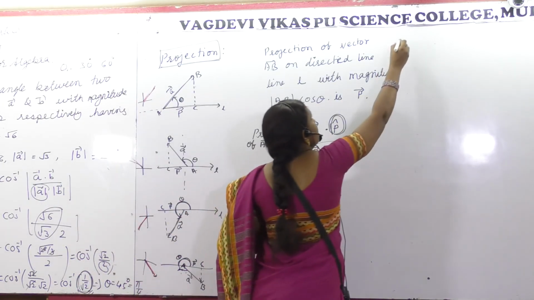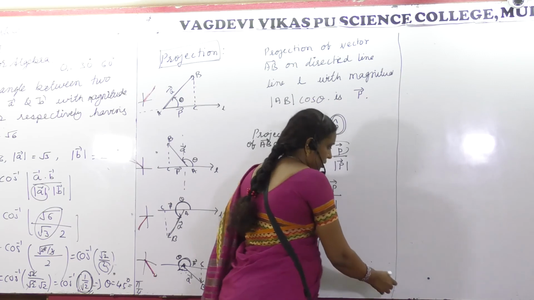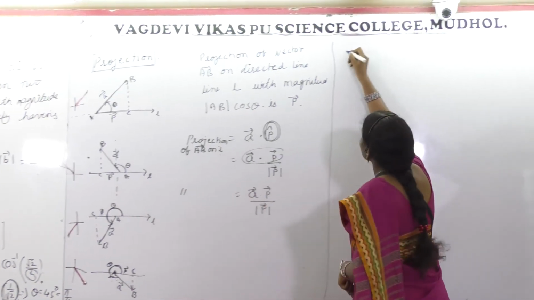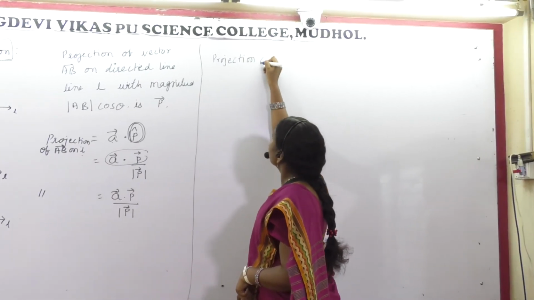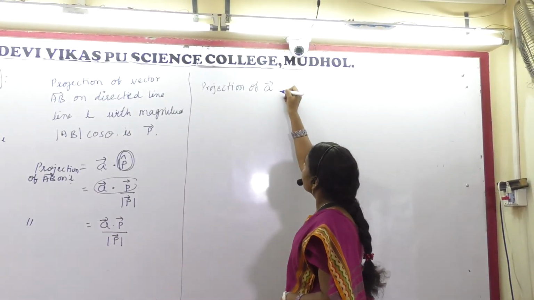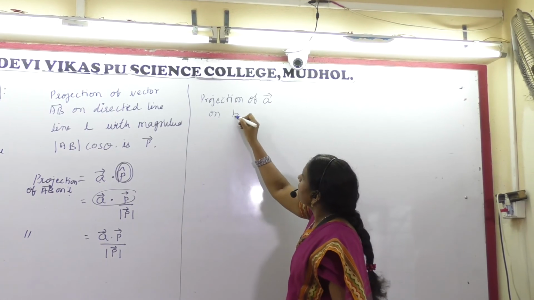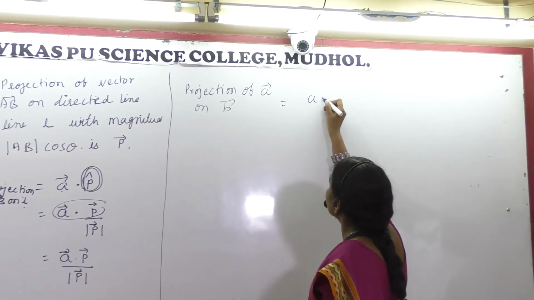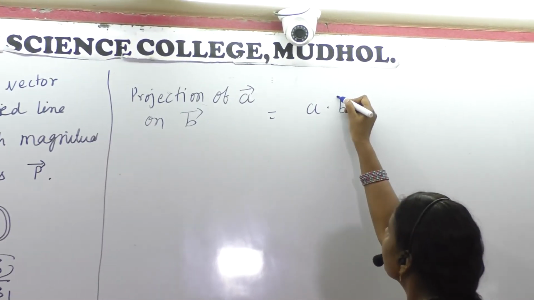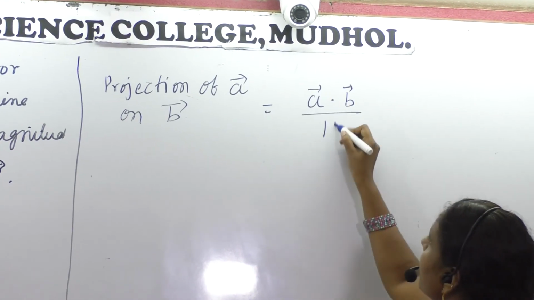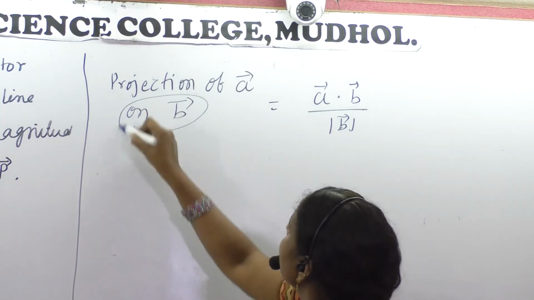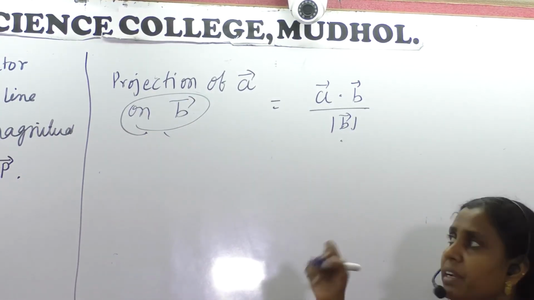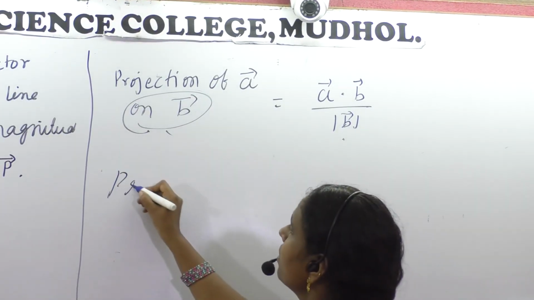So with reference to this, let me write a few formulas here. Projection of vector A on vector B is given by A dot B divided by value B. Please do remember, on B means divided by B. Denominator B has to appear.